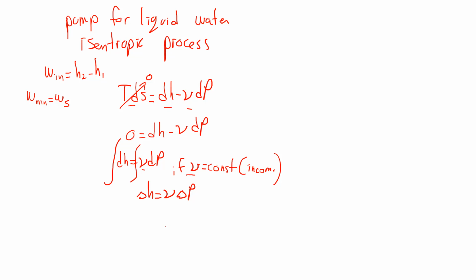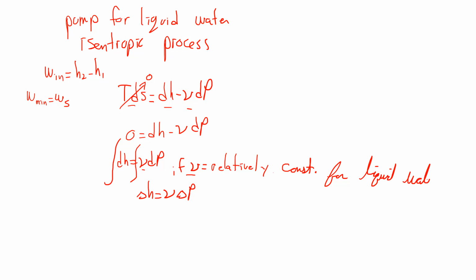But nu is relatively constant for a liquid. I'll write that out to make sure this is clear. Nu is relatively constant for liquid water. So that basically means that for an isentropic process, I can approximate the change in enthalpy as nu delta P for only a pump. This would not work for a compressor.